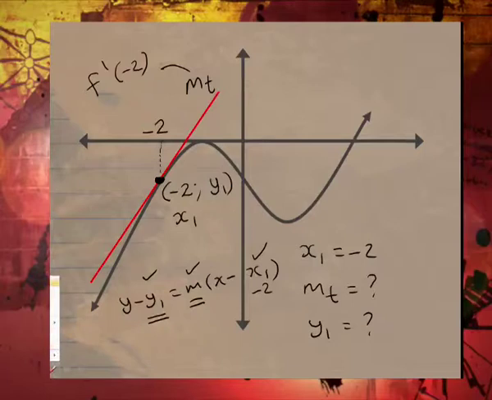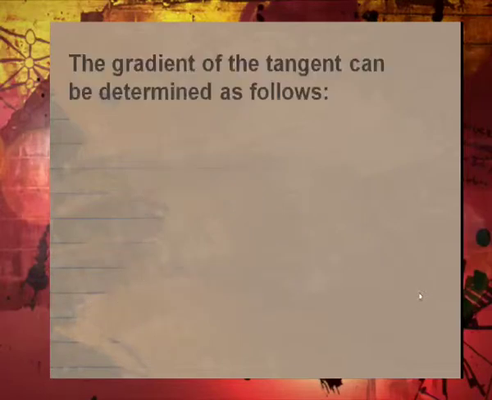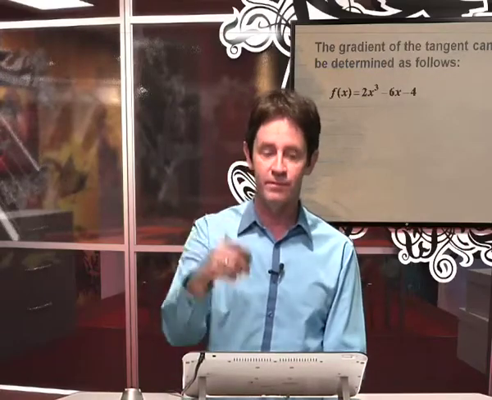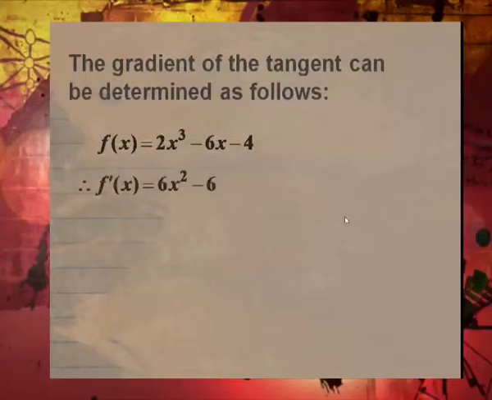Okay, so let's continue with this and let's see what we get. The gradient, let's differentiate. Now, how do we do the derivative? Pretty straightforward. Let's use the rules of differentiation. How do we do that? Well, the derivative, bring down the 3. 2 times 3 is 6. Subtract 1. The derivative of minus 6x is minus 6. And the derivative of negative 4 is 0.